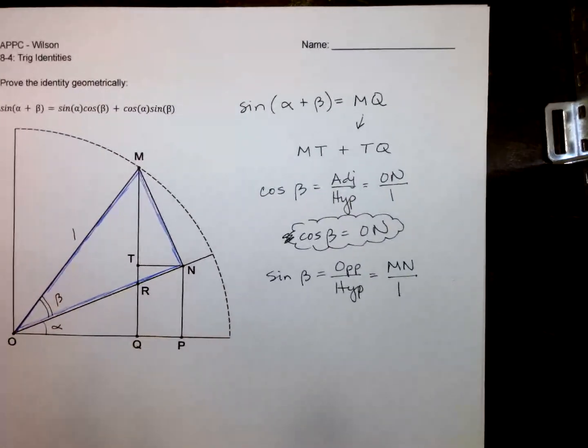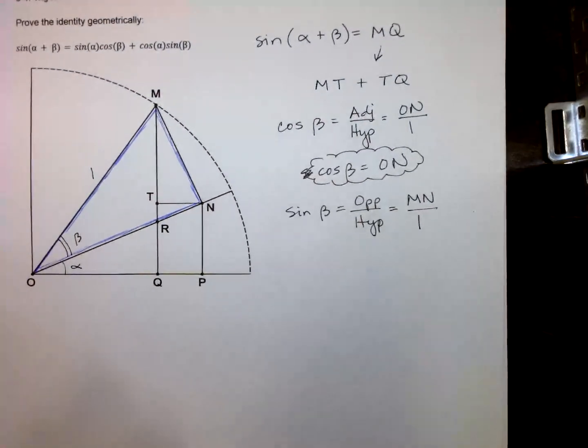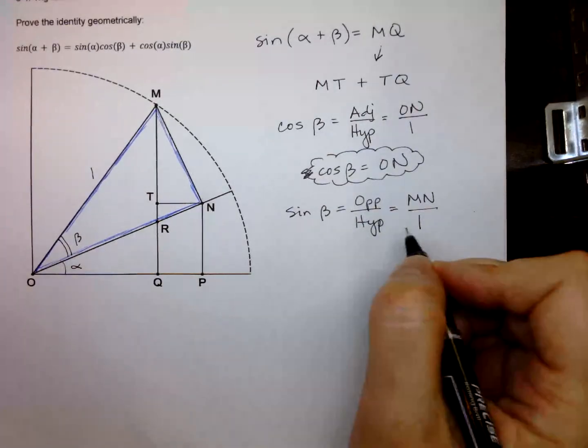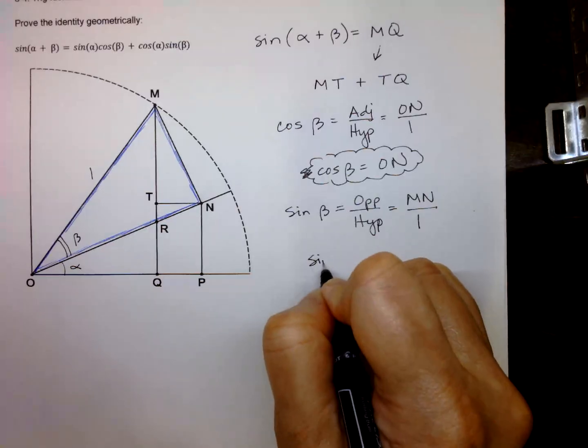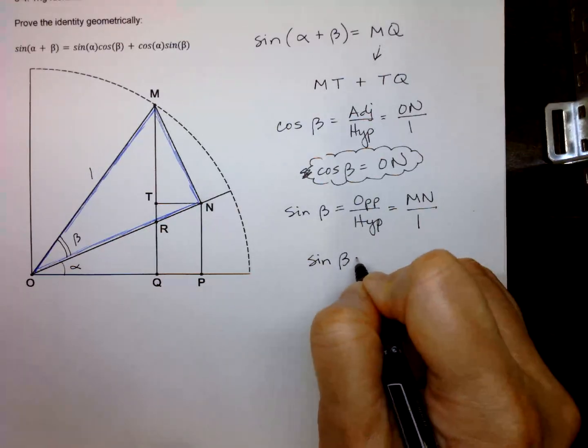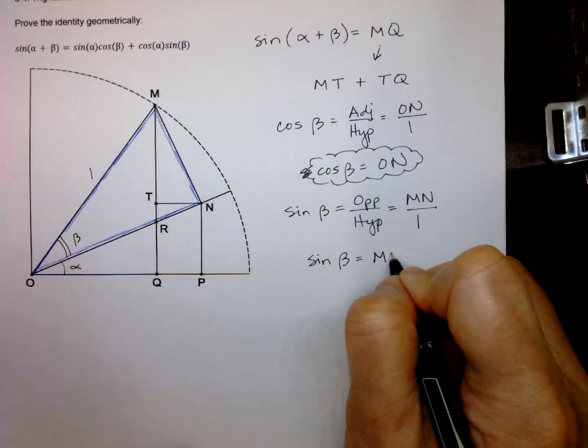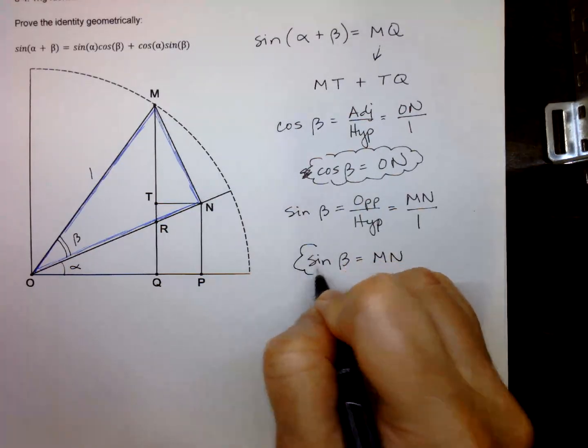Oops, crooked. Yep, there we go. Okay, so again, just like last time, dividing by 1 doesn't do anything. So I can really say that the sine of beta is equal to the segment MN.